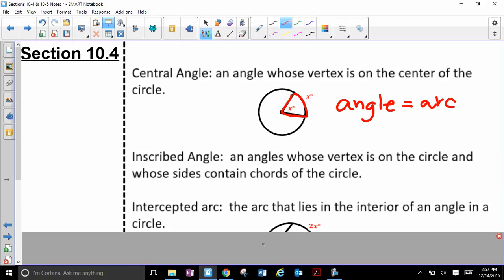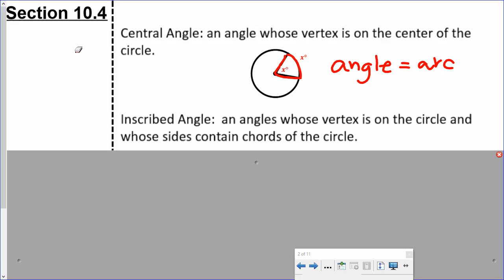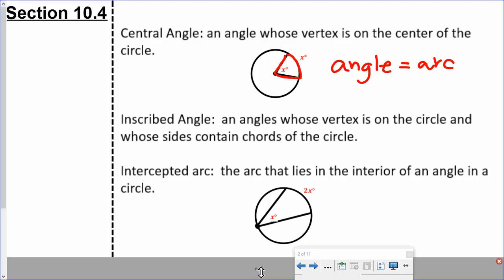The next angle we need to talk about is an inscribed angle. An inscribed angle is an angle whose vertex is on the circle and whose sides contain chords of the circle. So there's a picture down here. So an inscribed angle is an angle whose vertex is on the circle. So the vertex here, see the dot, is on the circle, and whose sides contain chords of the circle. So the two sides of this inscribed angle are chords. And we talked about what chords are.